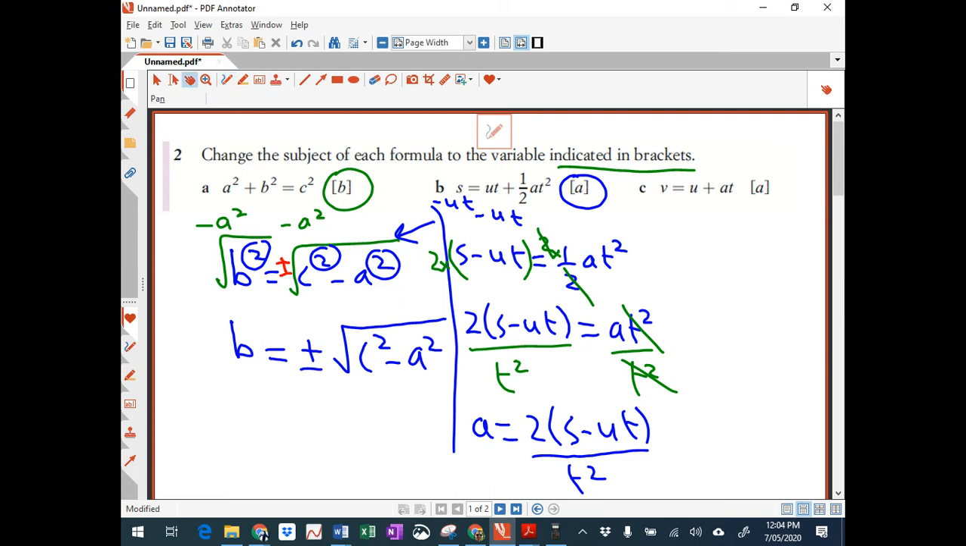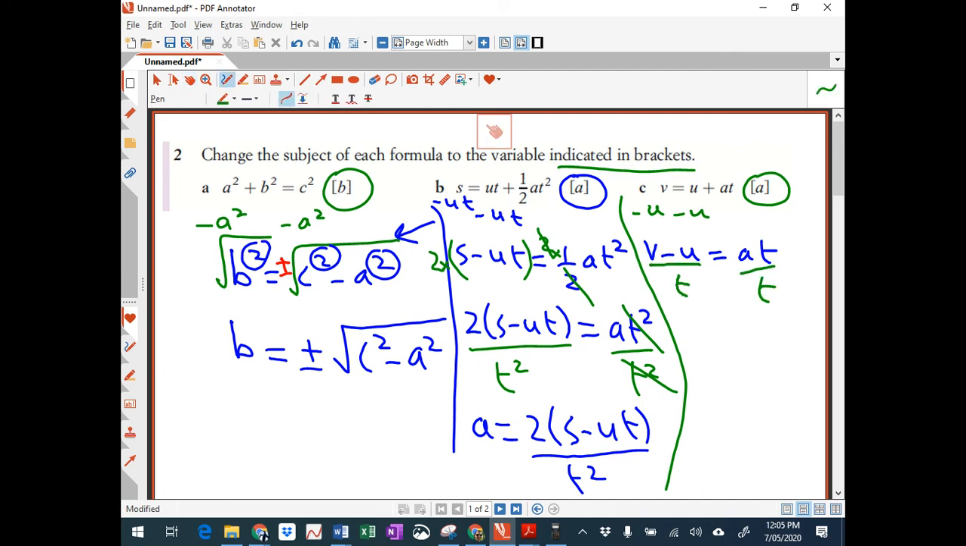Okay, what about the last one? Well, the last one, you've got the a in brackets, so they want you to make a the subject again. All right, so all you're going to do here is subtract u from both sides. So you get v minus u is equal to at, and then you're going to divide both sides by t. Divide both sides by t, that cancels. And then you're left with a is equal to v minus u on t. That's how to do question 2.